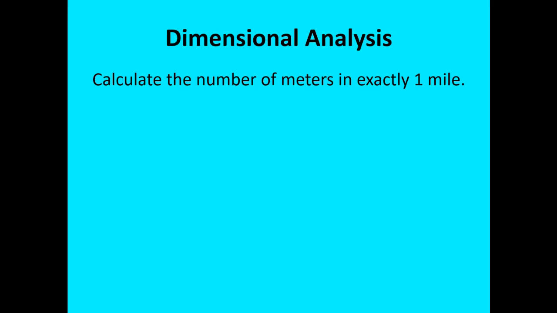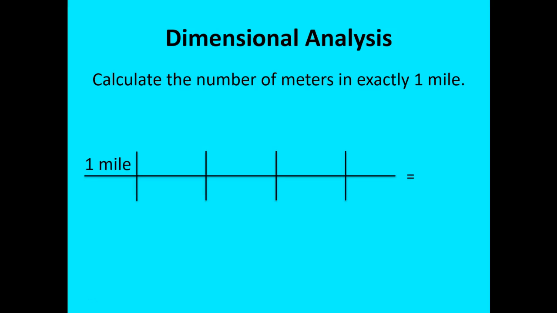Okay, so let's try an example of that. I'm asking you to calculate the number of meters in exactly 1 mile. So what I want to do is convert miles into meters. I'm going to start with the measurement that I've been given, which in this case is actually not a measurement, but a definition, exactly 1 mile. And I'm going to insert conversion factors so that the miles cancel out and I wind up with meters.